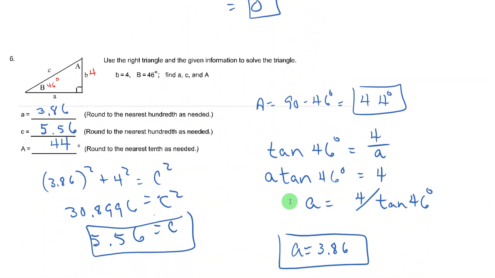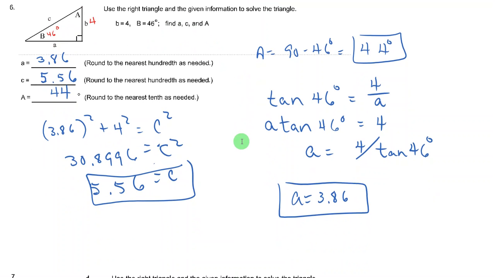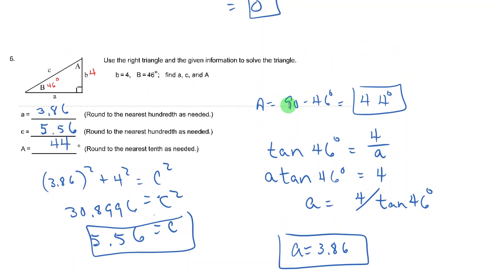Use the right triangle and solve. You're given side B, you're given angle B, you're supposed to find side A and C and angle A. We do exactly what we did in the example at the beginning. A would be 90 minus 46, so we get 44 for that one. Then if we're going to solve for A, we have this angle, 46, and we have opposite and adjacent. So tan of 46 is 4 over A. Multiply by A, divide by tan 46, do that in the calculator, and you get A is 3.86.